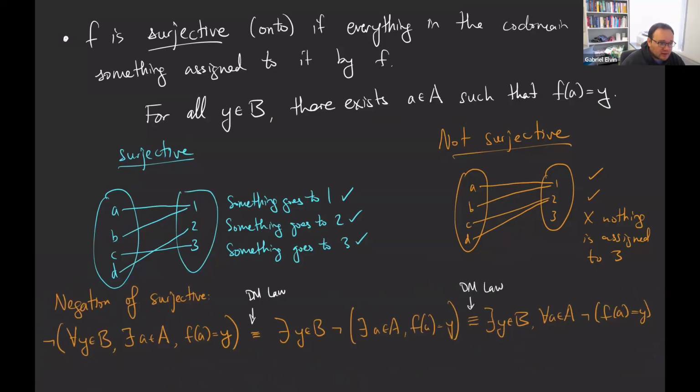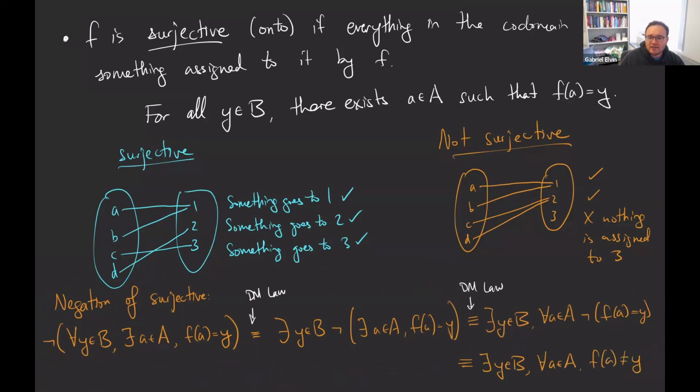And then, what's the negation of equaling? Not equaling. So the last step to simplify this would be there exists a y in B such that for all a in A, f of a is not equal to y.